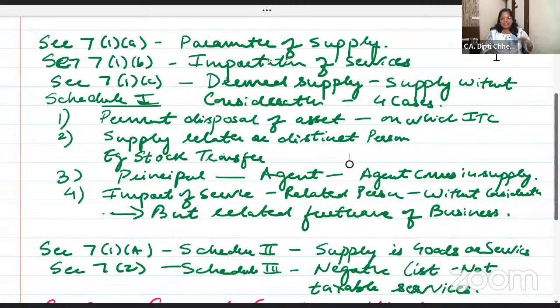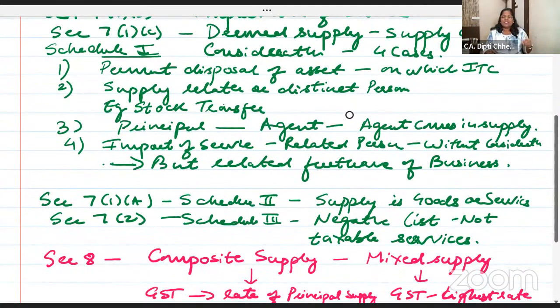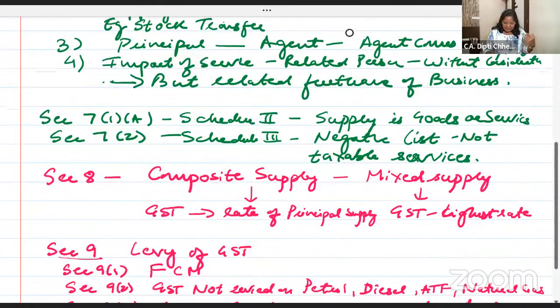Okay, chalo. So we have written all the sections till section 9. Check once again. Any doubt is there, ask me. Section 7 we have studied in chapter 2. That's supply. That looks like theory, but very easy questions are asked. Is this supply? Is this supply of goods or service? Is it in the negative list or is it in the list of deemed supply, right?